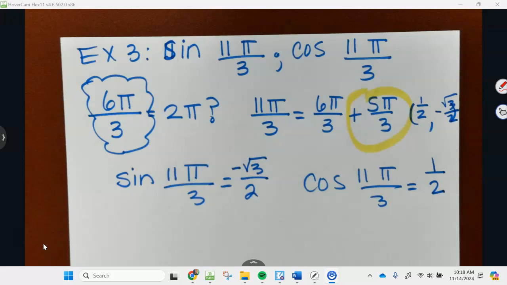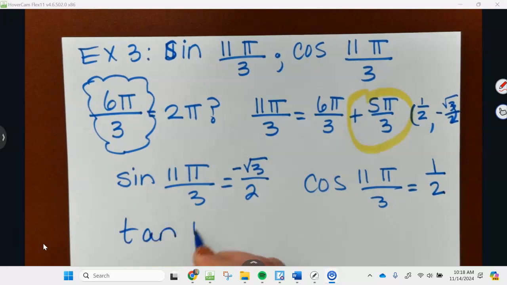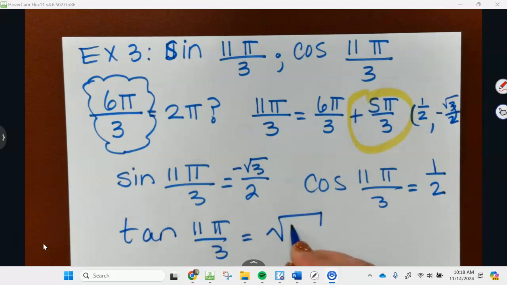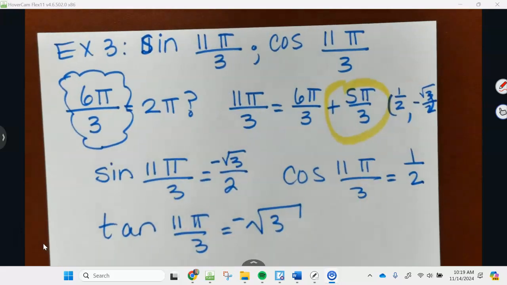Any questions on that? You know what, for fun, because you're going to have to do it anyway, let's just find tangent. Tangent for 11 pi over 3 is going to be negative root 3. Remember what we talked about yesterday? If the radian's bottom is 3, then the tangent is root 3. But it's in quadrant 4, so it's negative. All right. Any questions so far on this?